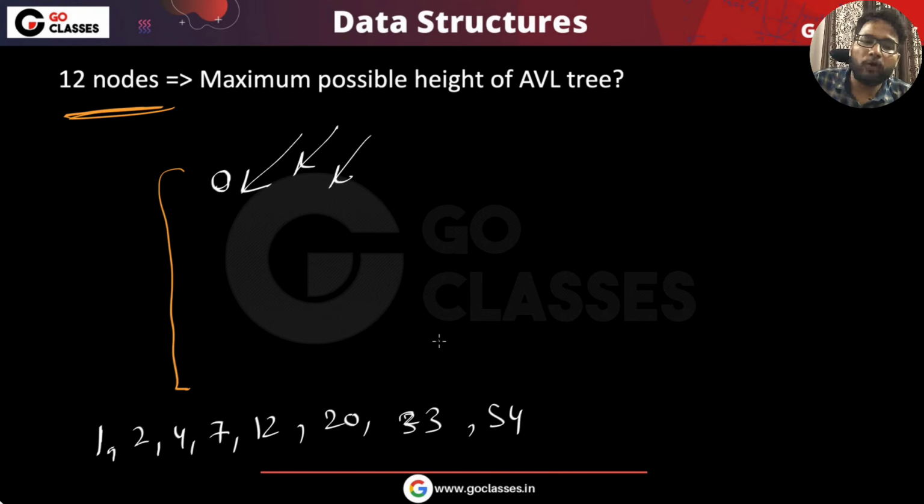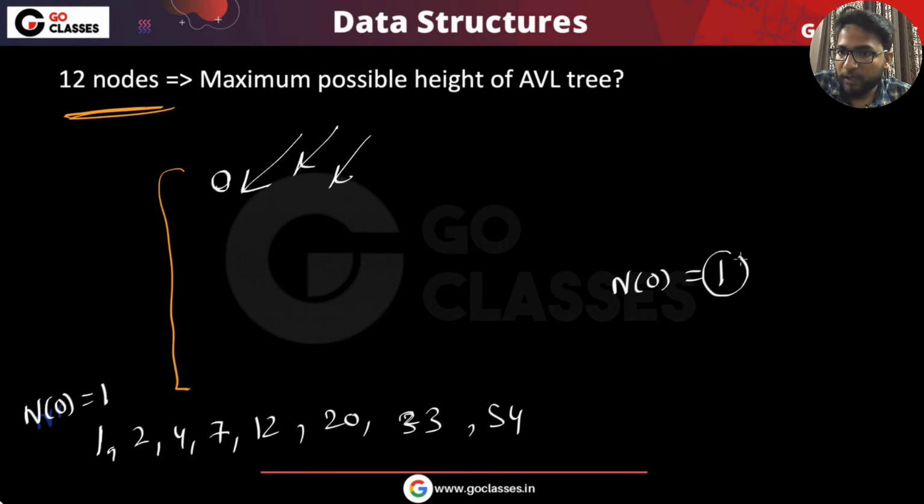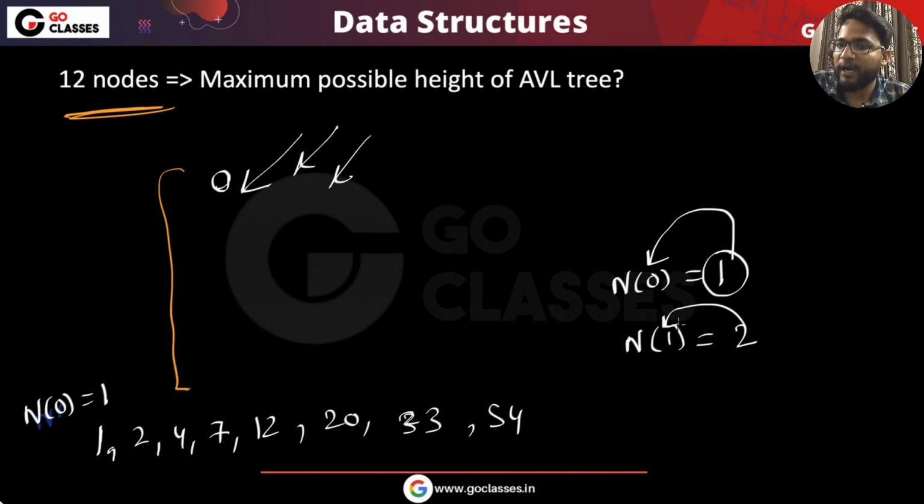So what will I be doing? It says that n0 is equal to 1. This means, let me write here, n0 equal to 1 means these are the number of nodes, right? If you have just one node, then you can have a maximum of 0 height. If you have 2 nodes, then a maximum of 1 height you can get.